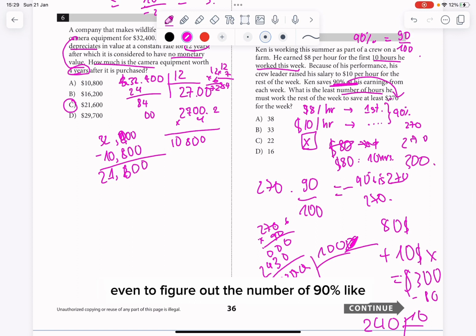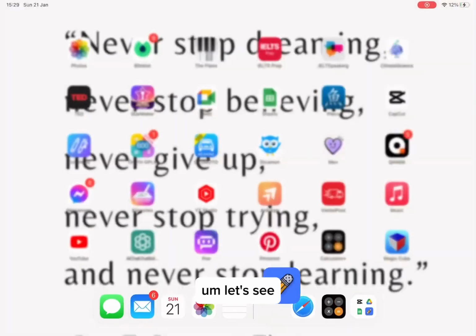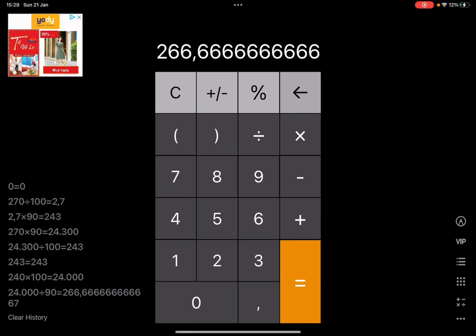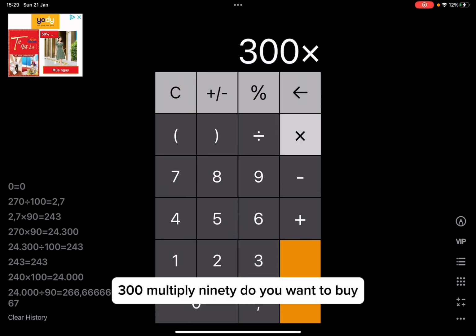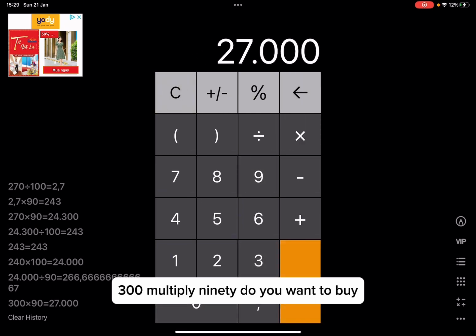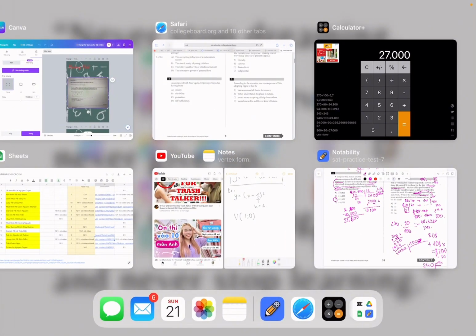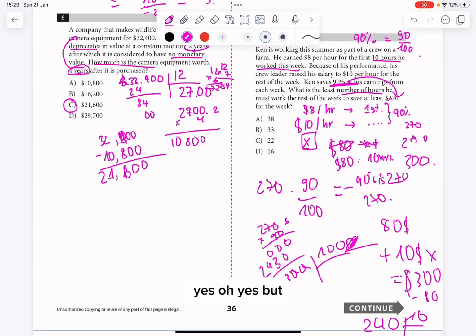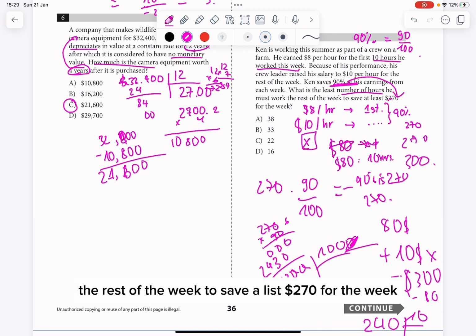Like, for example, if you figure out 90% of the number, let's see, 300 multiplied by 90 divided by... oh yeah, it is. Okay, I can't believe it. It's actually... yes, oh yes. But what is the least number of hours he must work the rest of the week to save at least $270 for the week? But it still doesn't make sense to me.